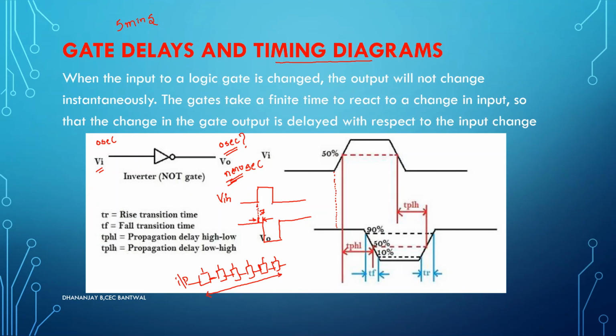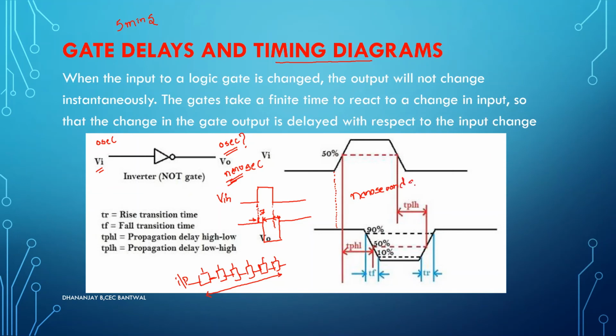You can observe here also. Your input is becoming 0. In spite of your input becoming 0, your output is becoming 1 after a particular time gap. You can observe this particular time gap. This particular time which is taken by the circuit in order to change the output with respect to the input is called time delay. This time delay will be in terms of nanoseconds.